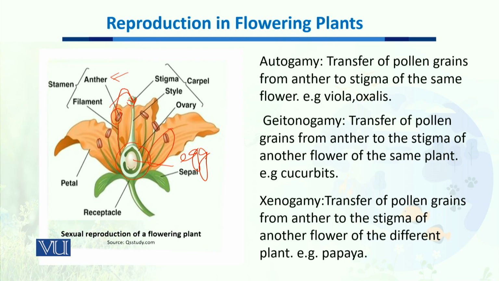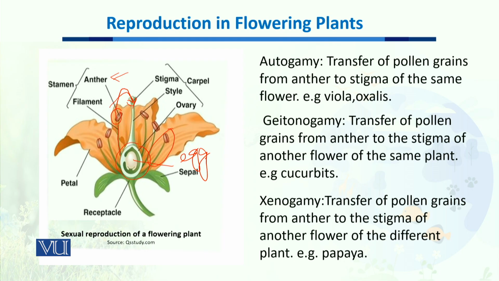Then we have geitonogamy. In geitonogamy, there is transfer of pollen grains from the anther to the stigma of another flower, but the plant is the same. This is known as geitonogamy. This takes place frequently in the plant known as cucurbitaceae.